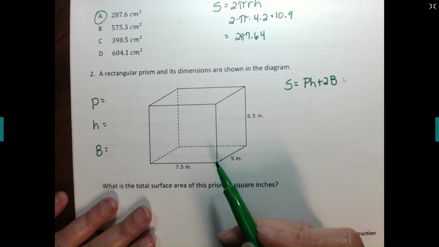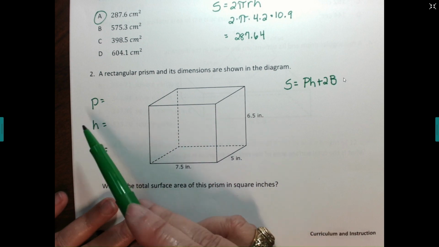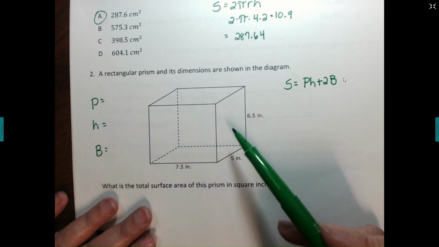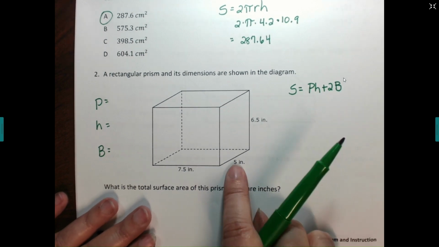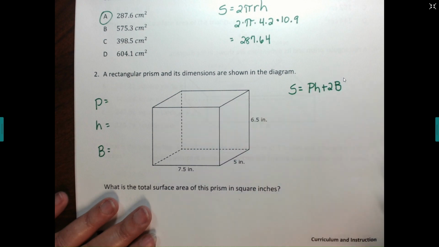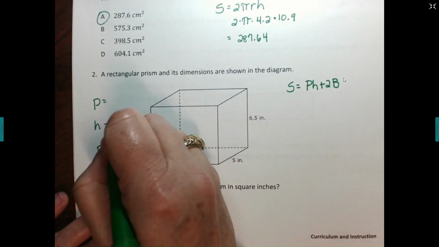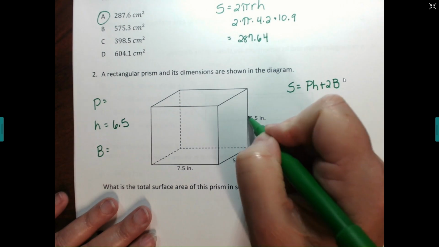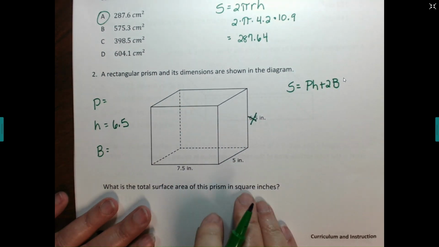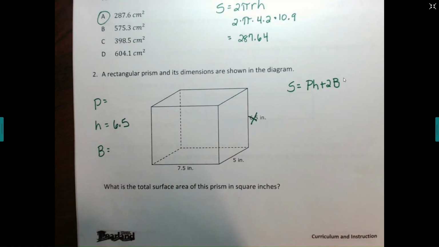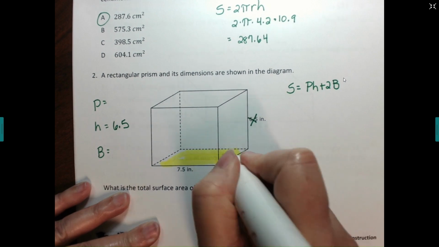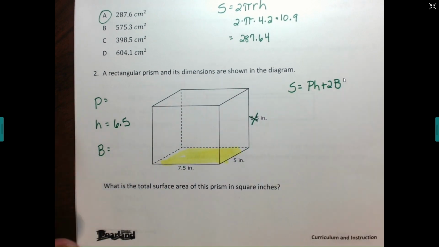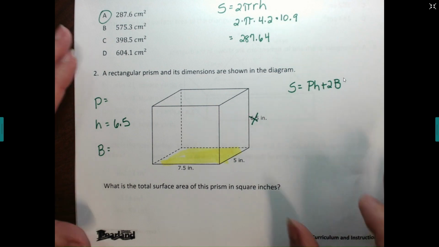All right, so the perimeter of my base, well, I like to start with the height of my figure. How tall is this box? Which one of these numbers would be the height of the box? 6.5. I like it. So I'm going to mark that out because I don't need it anymore for the perimeter or the area of the base. Now, this is my perimeter of the box, right down here. That yellow is my base of the box.